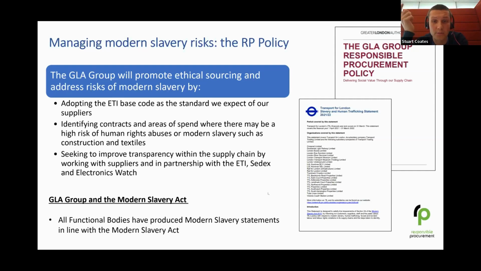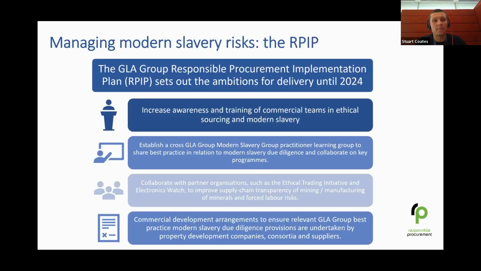Across the group, we've been publishing modern slavery statements since the start of the Act. I think we're on number 7 now. So we've got that good link in, and we've referenced the MSAT and our progress in our statement this year. We've got some quite public targets on addressing this, which I'll get onto. We then have our implementation plan, which sits under the policy, and gives a bit more meat to the bones on what we're actually going to do to implement the policy.